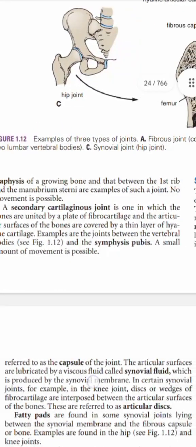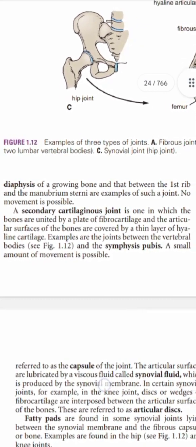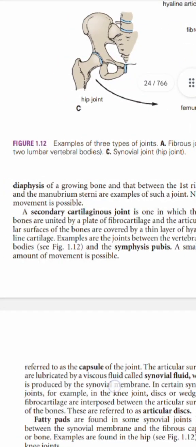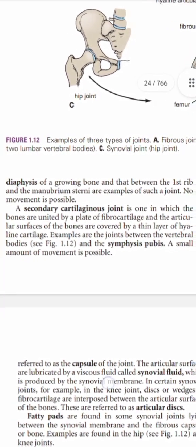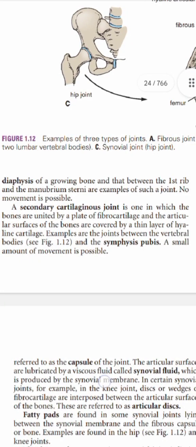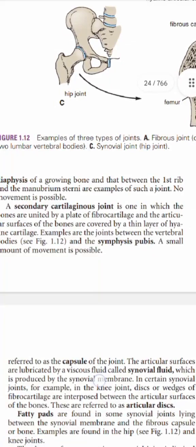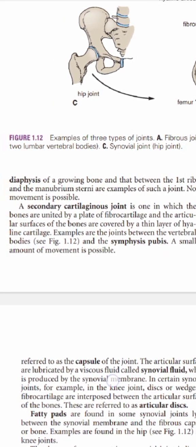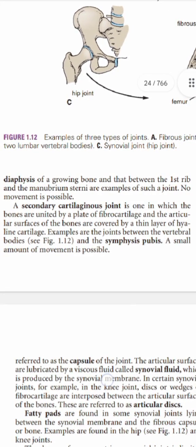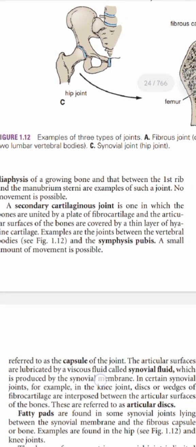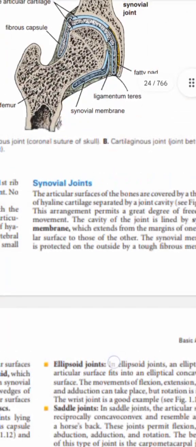The joint between the epiphysis and diaphysis of a growing bone, and that between the first rib and the manubrium sterni, are examples of such joints where movement is possible. A secondary cartilaginous joint is one in which the bones are united by a plate of fibrocartilage and the articular surfaces of the bones are covered by a thin layer of hyaline cartilage. Examples are the joints between the vertebral bodies and the symphysis pubis. A small amount of movement is possible.